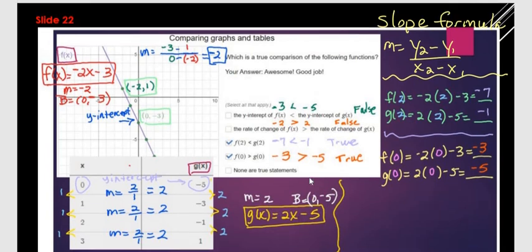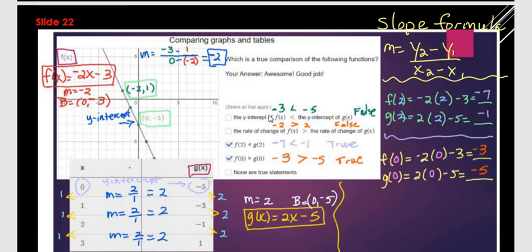Now I'm going to come over here and I'm going to compare. My y-intercept for the f of x is a negative 3.